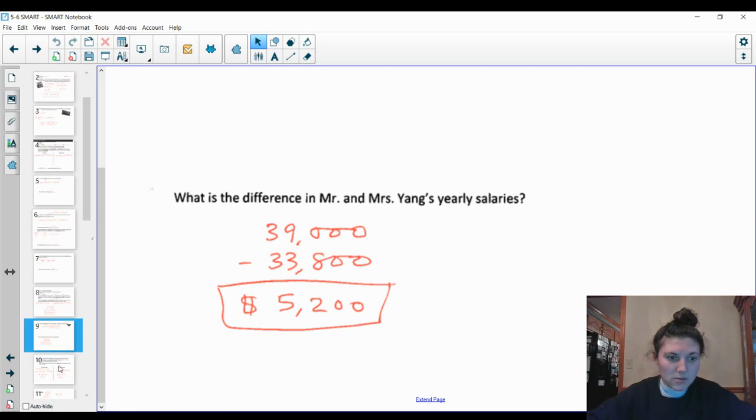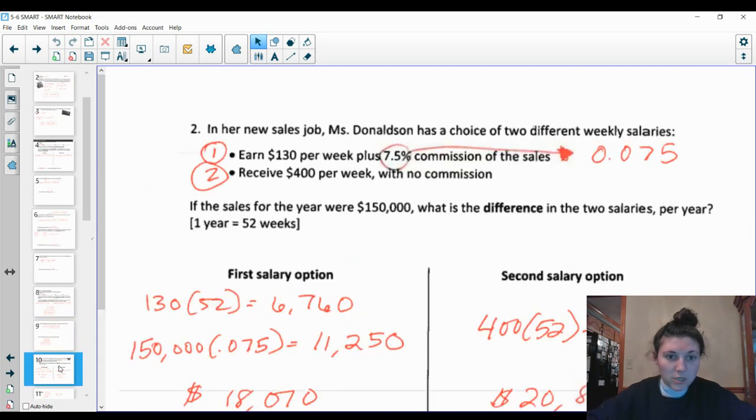All right. The next part, you are comparing the two different weekly salaries for Miss Donaldson. So you remember we like to split it in half, the first option, the second option. So that first option, it's $130 per week. Again, we're figuring out for the year, so we do 52 weeks in a year. So 130 times 52, you get $6,760.